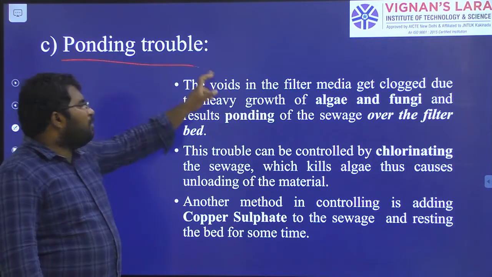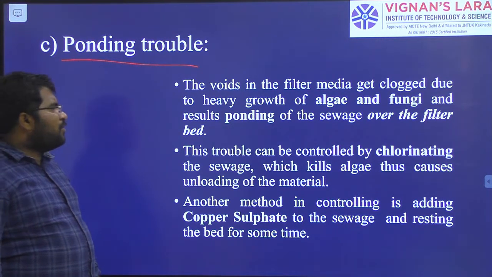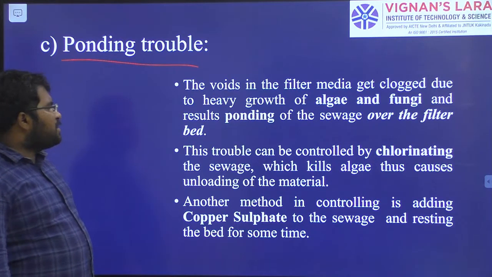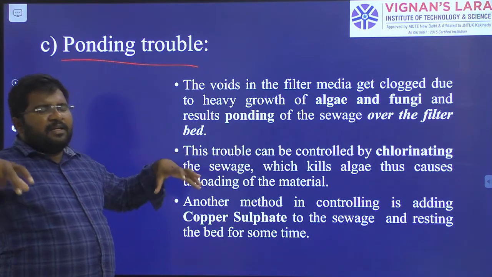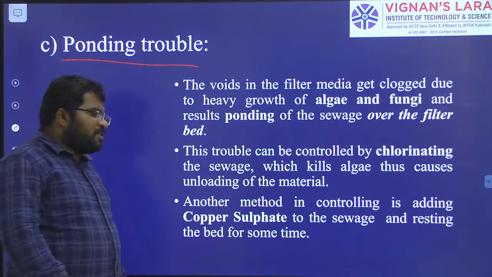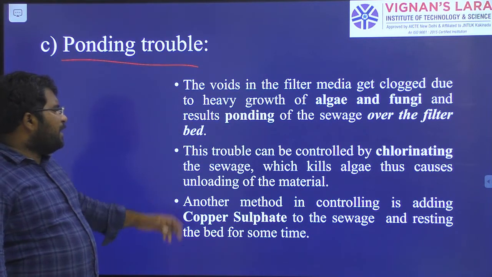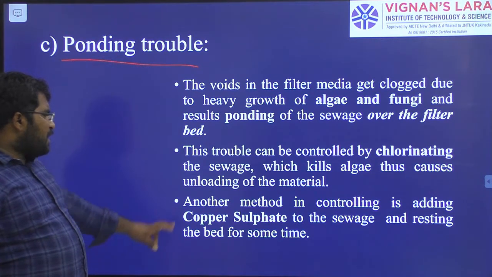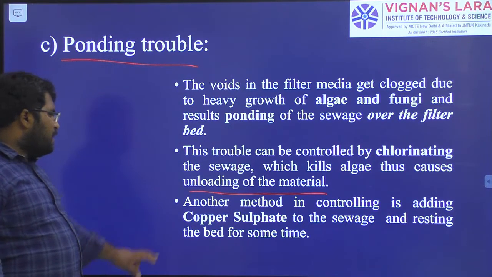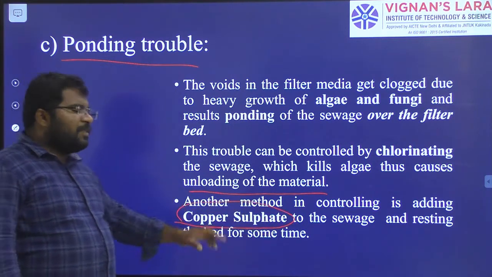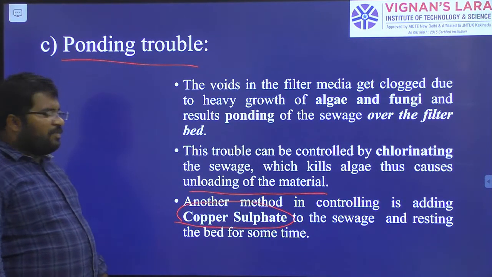Next, coming to the third one, ponding trouble, right? The voids in the filter media get clogged due to heavy growth of algae and fungi, resulting in ponding of the sewage over the filter media, right? If it is clogged, every hole, that is the space, no? So automatically ponding will occur. Okay. This trouble can be controlled by chlorinating the sewage, which kills the algae, thus causing unloading of the material, right? Another method of control is adding copper sulfate to control algae growth, even in the ponds, to the sewage, and resting the bed for some time.